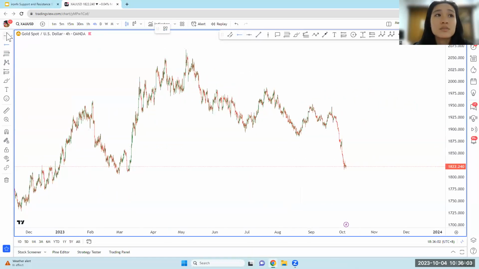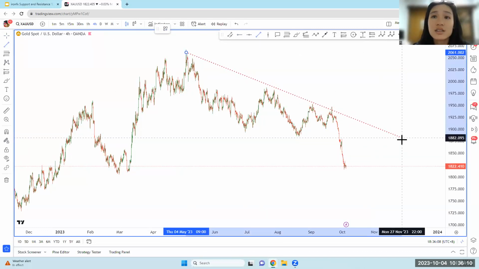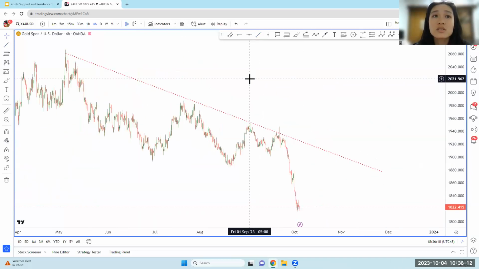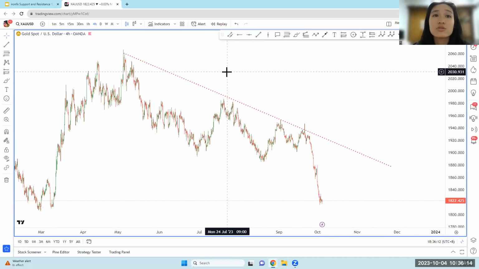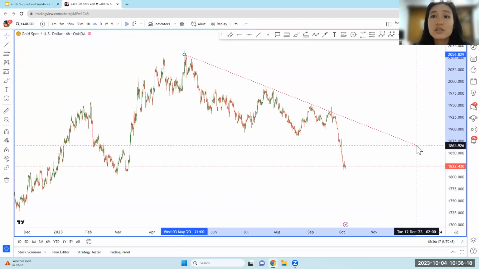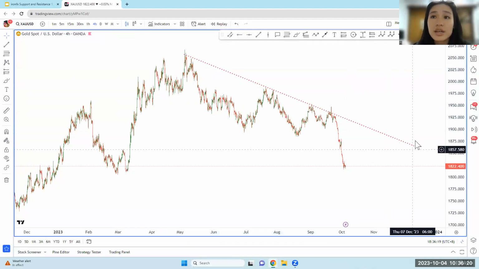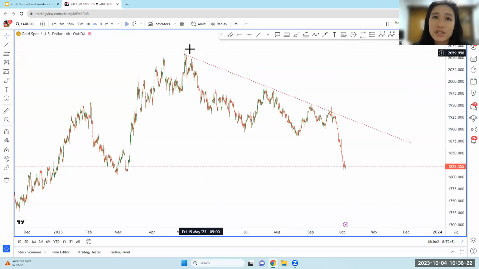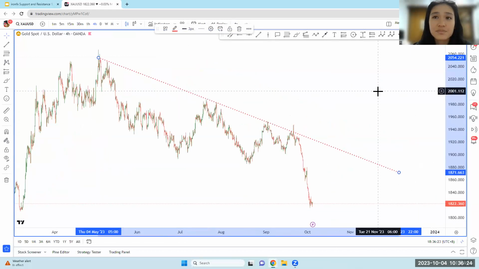Okay, let's see. We're gonna start off by identifying the trend. So we can all agree that this is a descending trend line, or rather a downtrend. Now I'm gonna see if I can find any graphical analysis to support that. So I kind of have a descending trend line here.